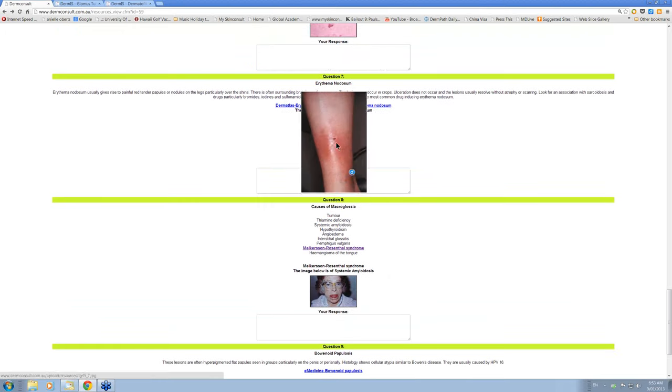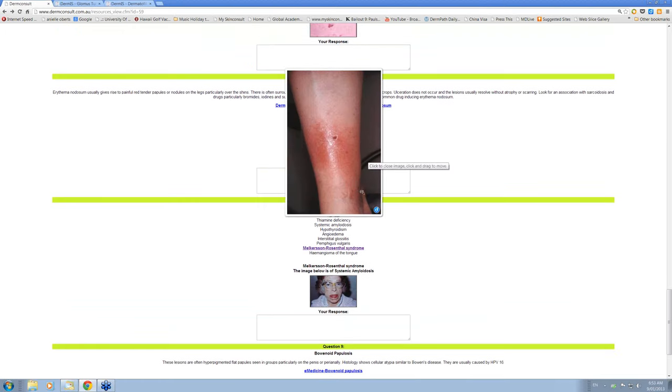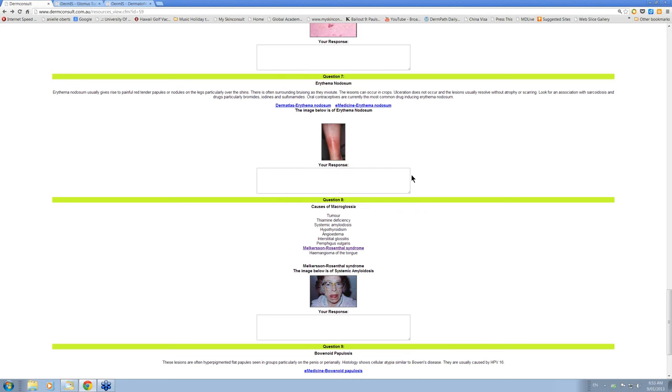This was just a picture here of erythema nodosum. Actually, if I was to look at that just now, I would have thought that was a cellulitis rather than erythema nodosum. Usually it's a lot more localized and a bit of bruising around the outside. But it's like most things in medicine, there is variation.